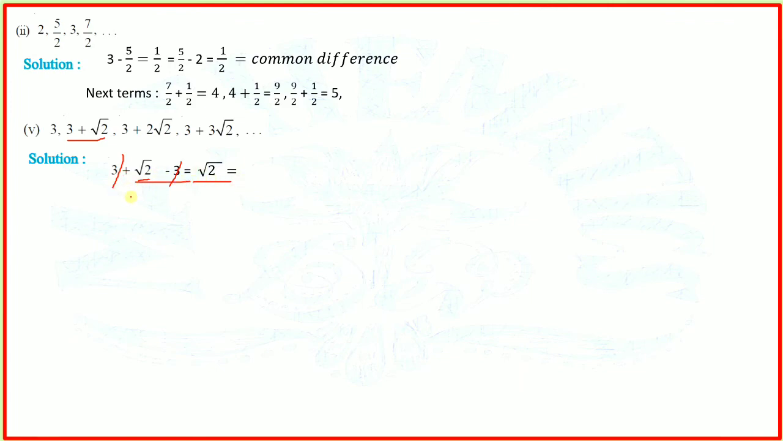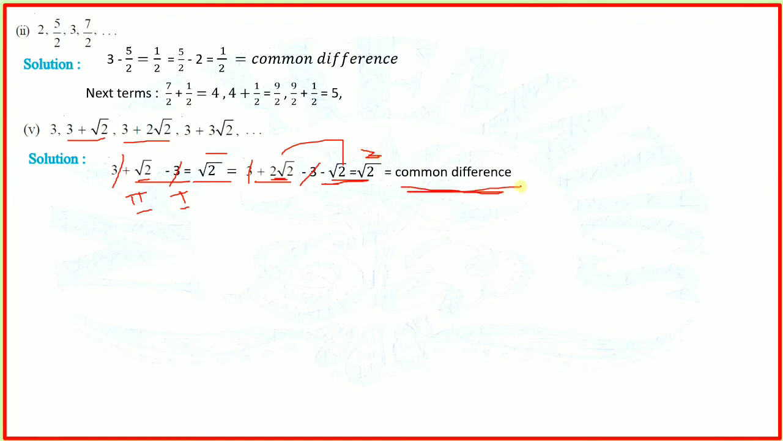Let us check. This we have written as second term minus first term. Now we have to check whether it is third term minus second term. So 3 plus 2 root 2 is our third term, minus the second term, 3 plus root 2. So 3 cancels. 2 root 2 minus 1 root 2 is equal to root 2. So here also root 2, here also root 2. So that means the difference is common. So the common difference is root 2, and that means this is an AP.